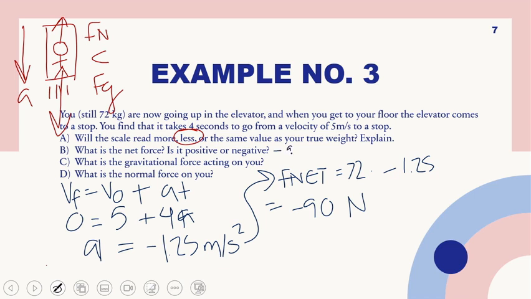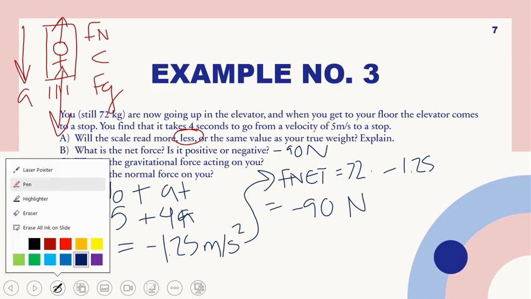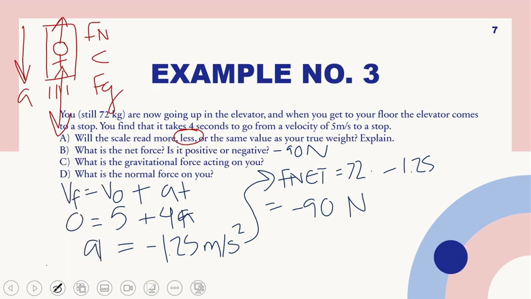And as we already discussed, the net force would be negative because you're slowing down while going up, which means that the acceleration is negative. And the net force and the acceleration point in the same direction, so the net force would also have to be negative. So our math matches up with this. Part C asks us what the gravitational force acting on you is. Like we already said, the gravitational force stays constant unless your mass or the acceleration of gravity change. And since presumably neither of these things happen, the gravitational force is still negative 720 newtons.